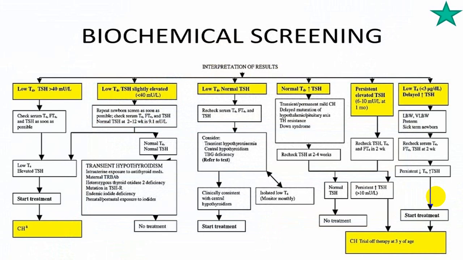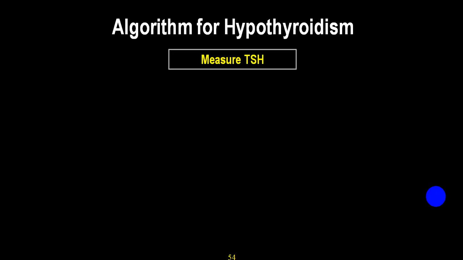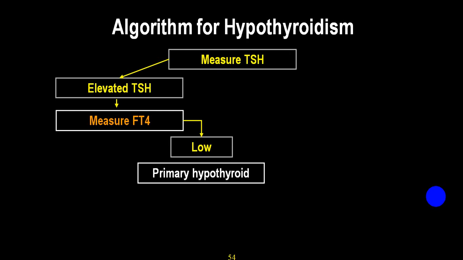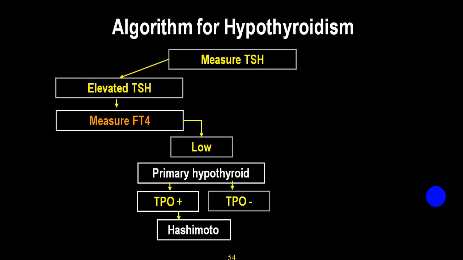I'm showing you some of the other important slides which are very simple. If you want to rule out hypothyroidism, you have to measure the TSH level. If TSH level is elevated, more likely to be hypo. Measure free T4 level. If it is low, 100% in favor of a primary hypo. You go for a TPO antibody. If TPO antibody is positive, more frequently goes in favor of Hashimoto's. If it is negative, then it can be non-autoimmune.